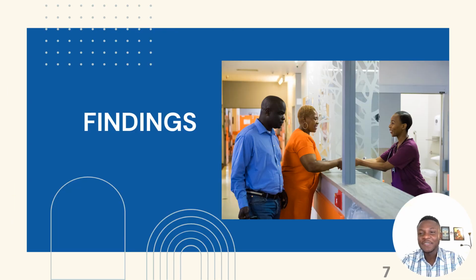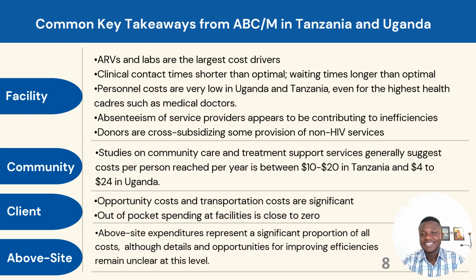Now, let's take a look at the findings. The following slides discuss the findings of the first phase of the ABCM analysis. The results to be presented today will include the cost collected at the facility level as well as at the community level. We will also discuss the results that came out of the client interviews and an analysis of the above site cost. At the facility level, we see a number of common takeaways in both countries.